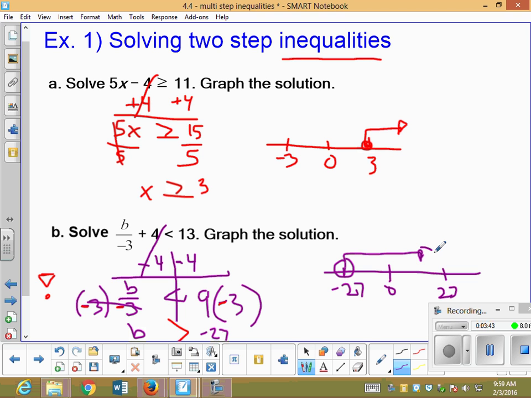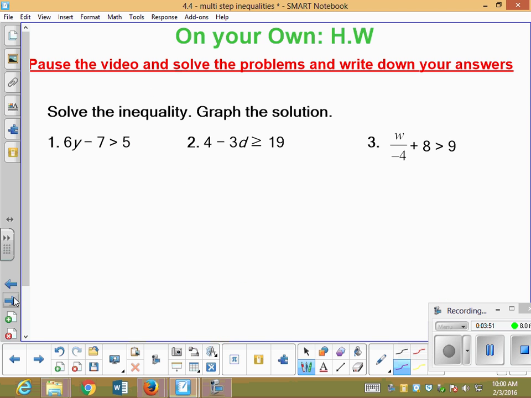So that's it. Two-step equations are just like two-step inequalities. You do the same thing, except this time you have an inequality that you have to graph. Okay, I would like you to take out a piece of paper. Go ahead and try number 1, 2, and 3 on your own. Pause the video if you need, and write down your answers.